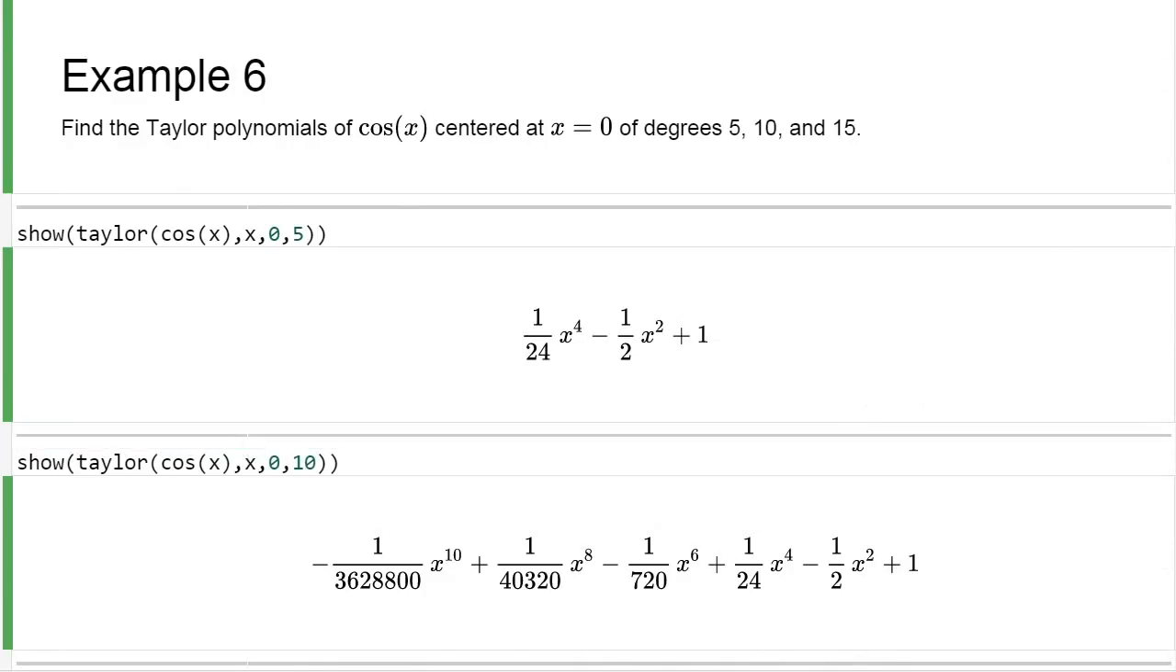Here's cosine, centered at x equals 0, and now I'm going to do different degrees: degree 5, degree 10, degree 15. So the function is cosine, the variable is x, the center is 0, the degree is 5. Here's our degree 5 polynomial. Actually, this is a degree 4 polynomial because the coefficient is 0 for the 5th power. Like with sine, where only the odd powers showed up, with cosine only the even powers show up. It has to do with what the derivative of cosine is, and when you plug in 0, you get either 0 or 1 or minus 1.